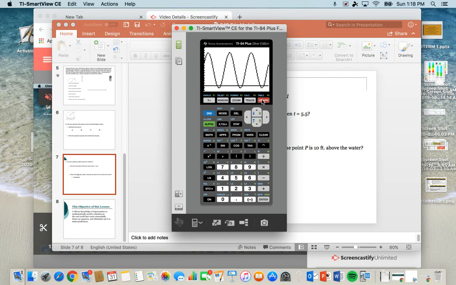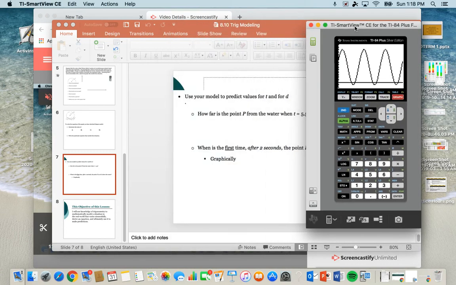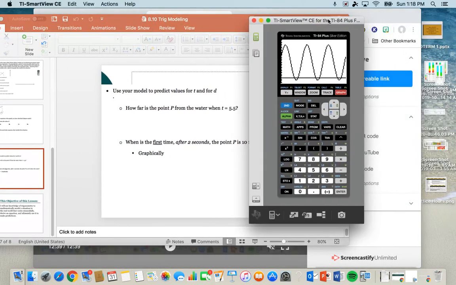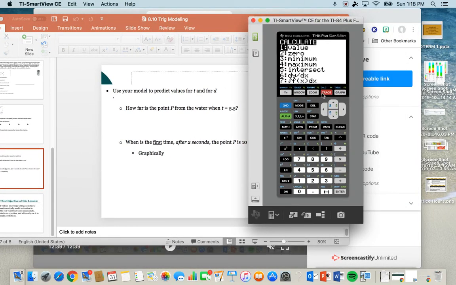Okay. So now I wanted to show you that first one, with how far the point went in 5.5 seconds. So if I do second trace value and type 5.5, I get 1.885 or 1.886, which was the same thing I got algebraically, right? So my calculator can support my answer for this.